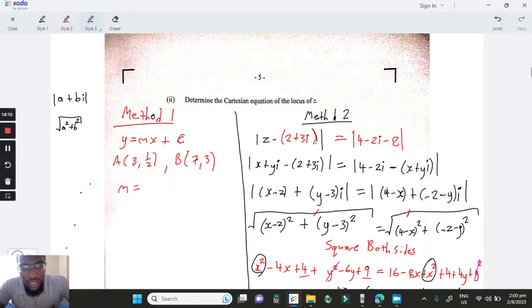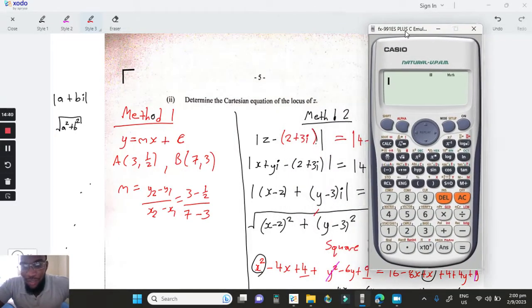So now we need to find the gradient, and the gradient is y2 minus y1 over x2 minus x1, which is 3 minus a half over 7 minus 3. Because it's just the end of summer and we're not really in that calculating mode yet, I'm going to take out the calculator. Still a little rusty after summer. So from that, we get 5 over 8.